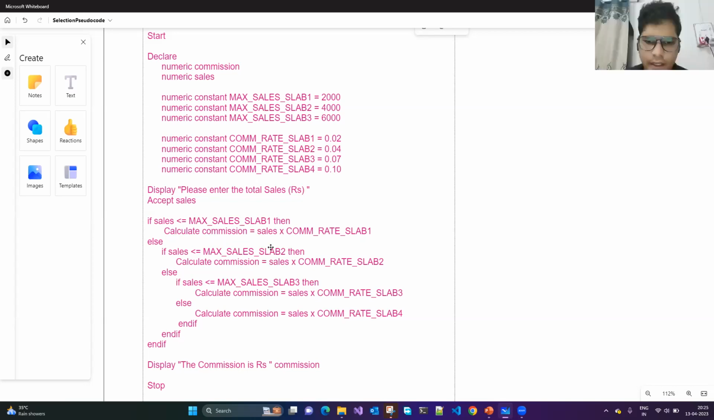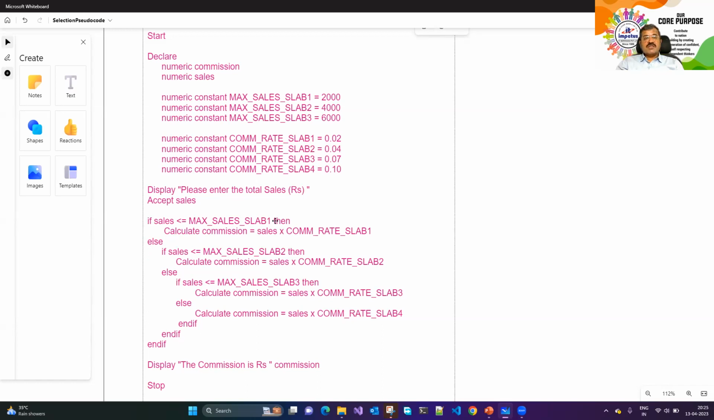End if, I didn't understand that. Yes, Rohit. End if. Every if should have an end if. So there are 3 ifs: first if, end if; second if, its end if; third if, end if. That means this entire if else was present inside this else.